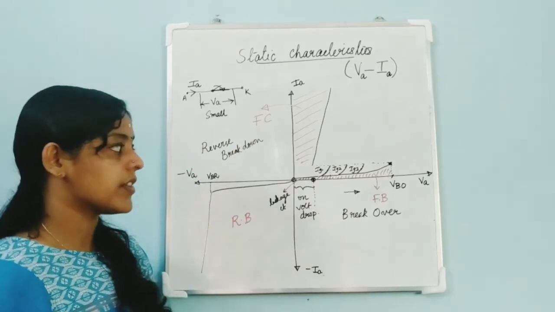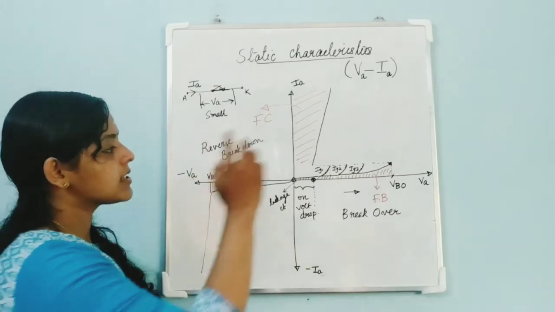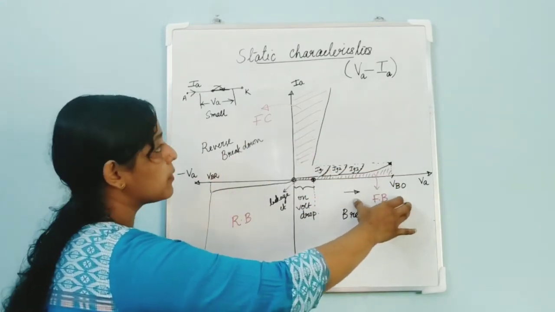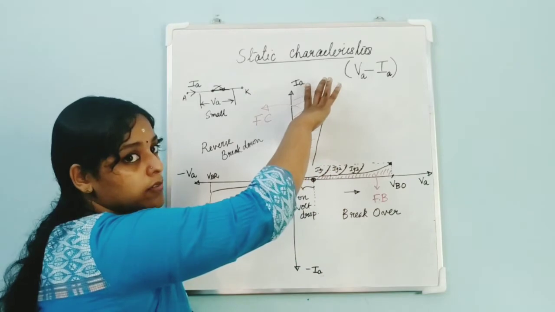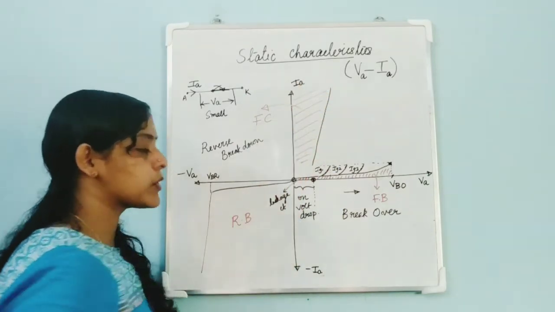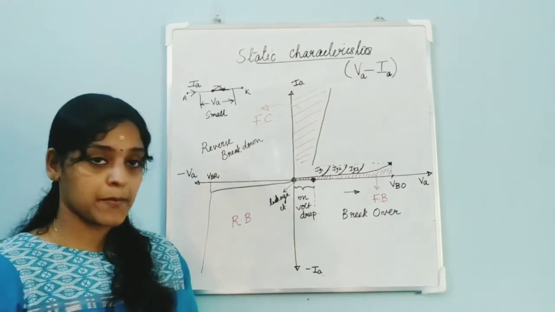Reverse blocking region. Okay, so that is happening. This is the forward blocking mode, this corresponds to forward conduction mode, and this corresponds to reverse blocking mode.